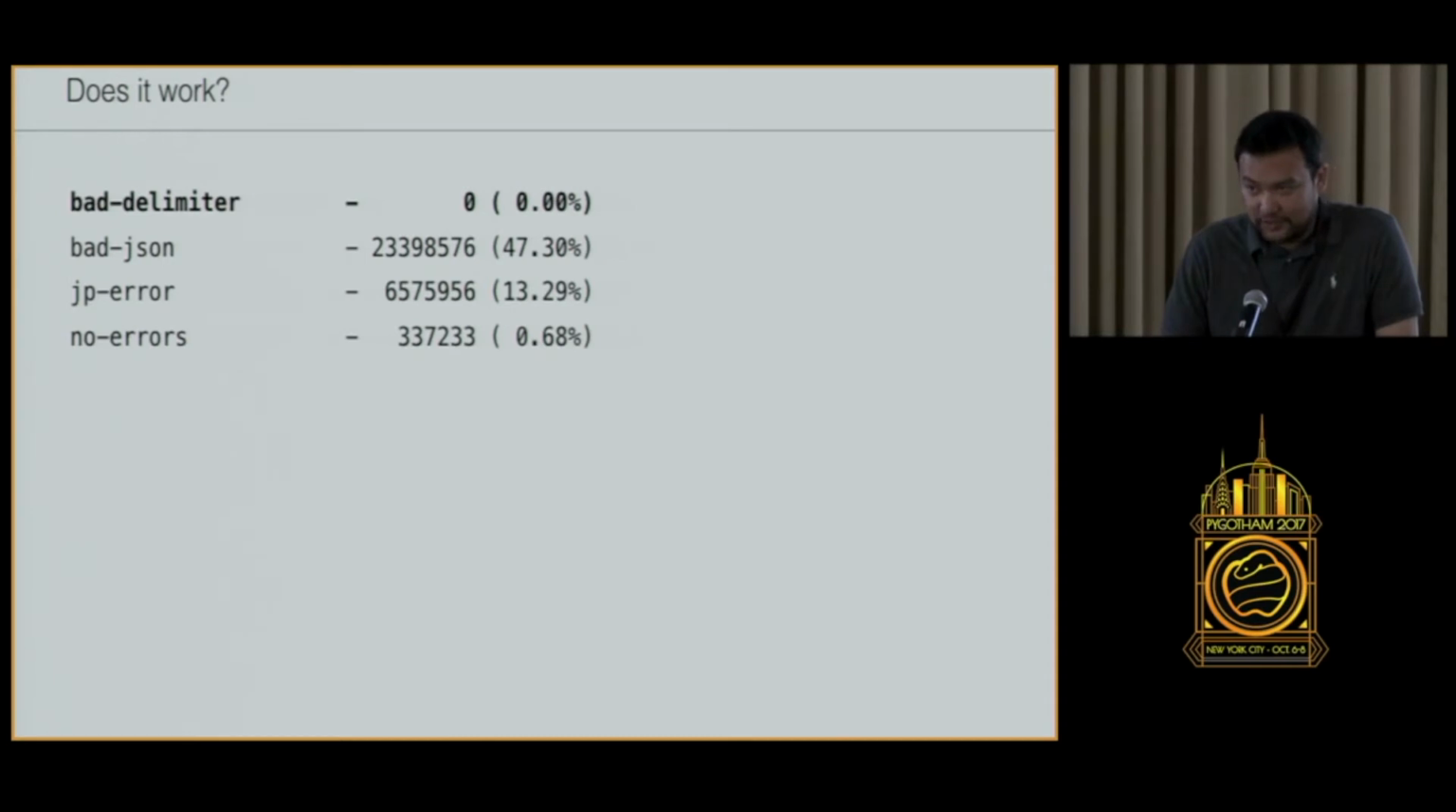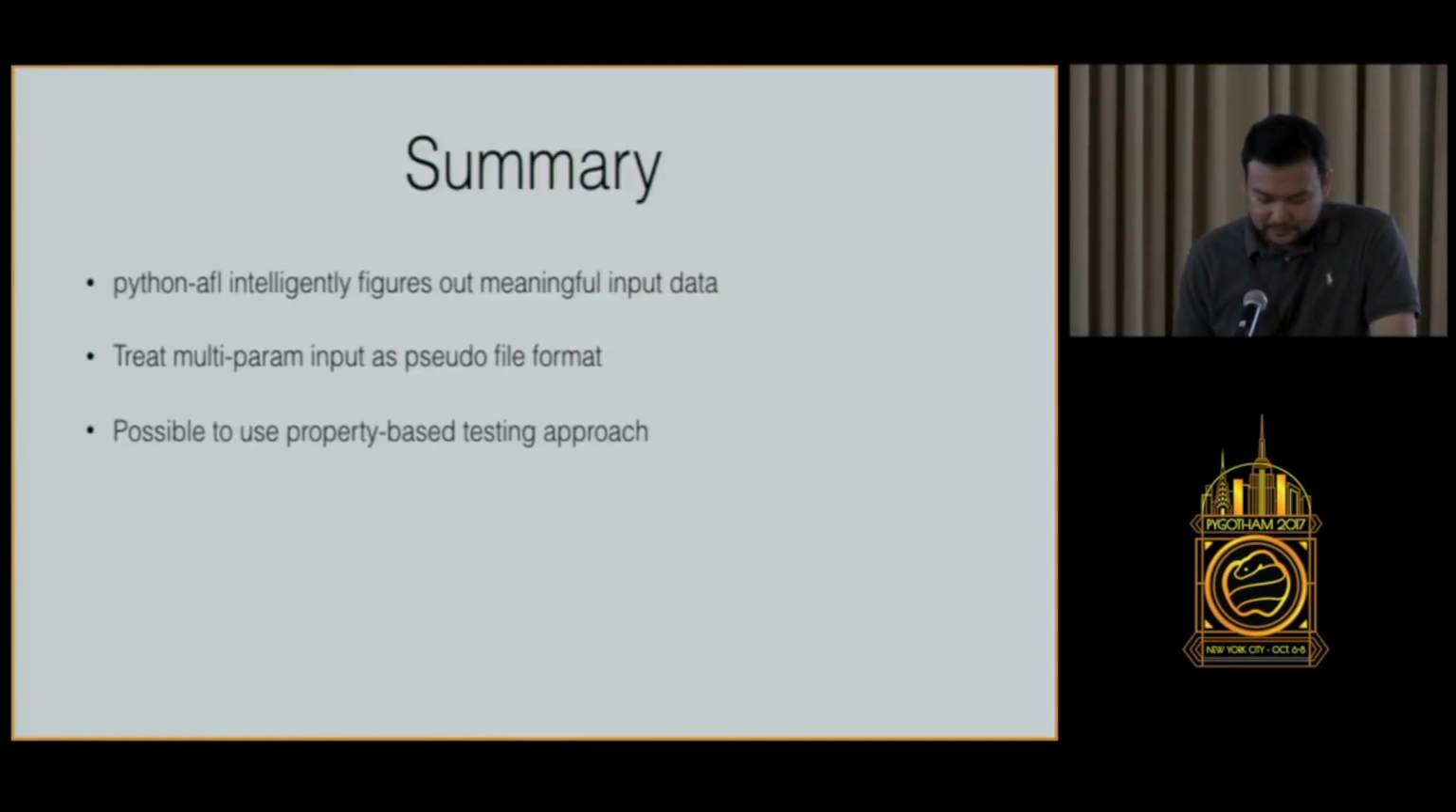So there's bad JSON when it tries to mutate the JSON document and produces something invalid. There's bad JMESPath expressions. And then there's also the success case where it mutated everything and it was still able to produce a valid result. So overall, this worked out really well and actually helped find a bug in, I think, the actual evaluation part where it's searching through the AST. So it was really helpful in finding those types of bugs.